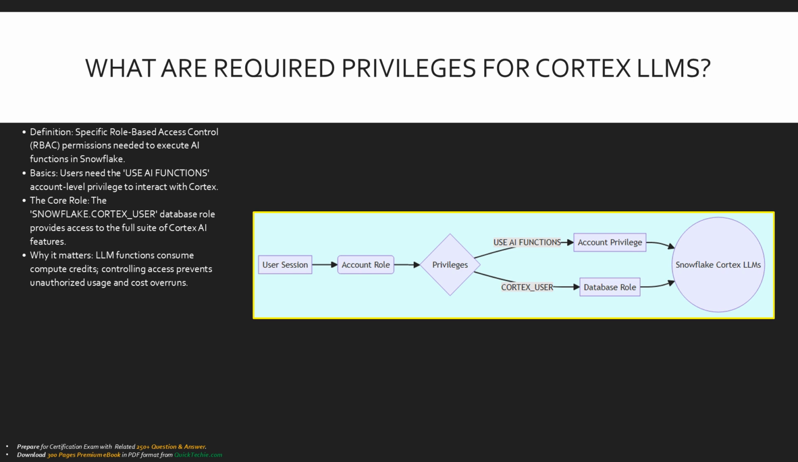Looking at this flowchart, you can see the journey of authorization. The user session relies on an account role. For that role to reach Snowflake Cortex LLMs, it must pass through two gateways simultaneously. It needs the Use AI functions account level privilege, and it needs the Cortex user database role. Both are mandatory to unlock the AI capabilities.